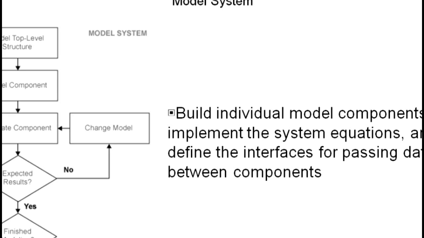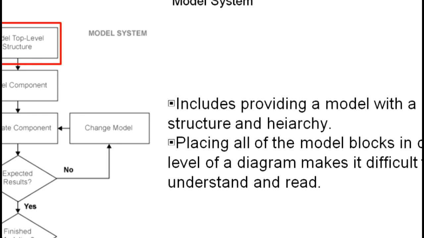Also, modeling involves defining the interfaces for passing the data between these individual components. There are three major stages in modeling a system. First one is top level structure. A model in Simulink is a graphical representation of a system using blocks and connections between the blocks.